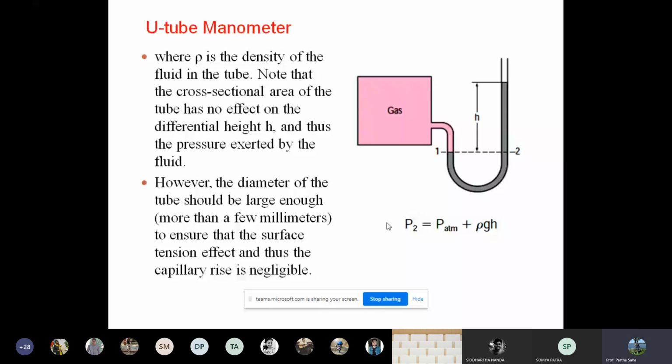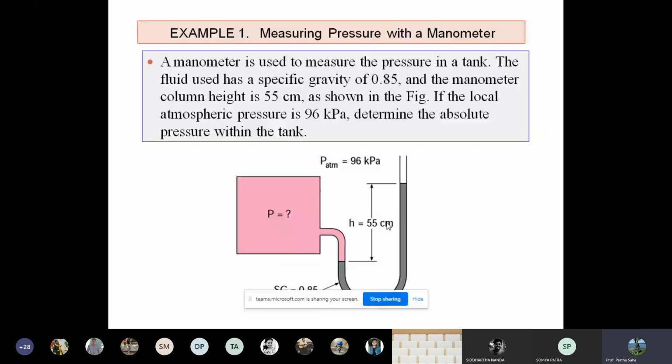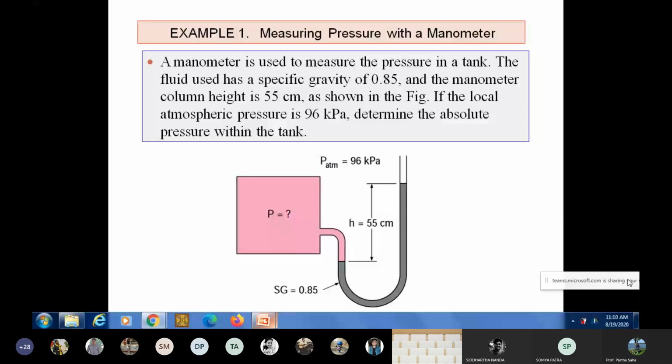This is an example I have given you. You should solve this example in your spare time. A manometer is being used here to measure the pressure in a tank. The fluid used here has a specific gravity of 0.85. As you can see, the dark fluid has a specific gravity of 0.85, and the manometer column height is 55 centimeters, as shown in the figure. If the local atmospheric pressure is 96 kilopascal, determine the absolute pressure within the tank. You have to determine P. So it's a very straightforward example. You should solve it and determine the answer.